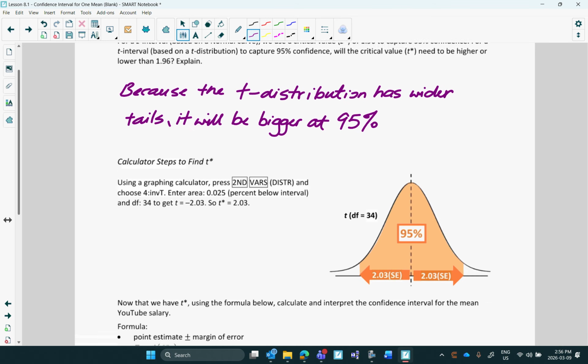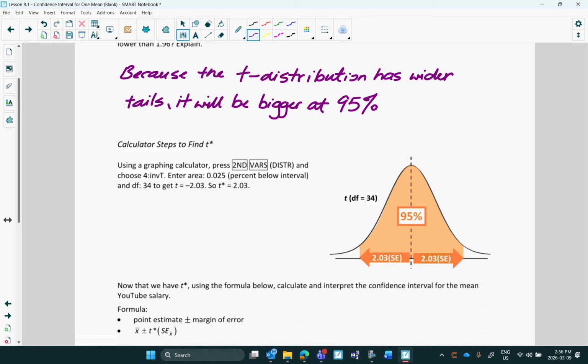Like I said, to find T star, we would say, okay, I want to be 95% confident. That means I want to find this value here. And remember, if this is 95%, these two tails together represent 5%, so each one represents 2.5%. So the area that I'm plugging into my graphing calculator is 2.5%, and it's going to give me the negative. So if you do this on your calculator, it will give you negative 2.03.